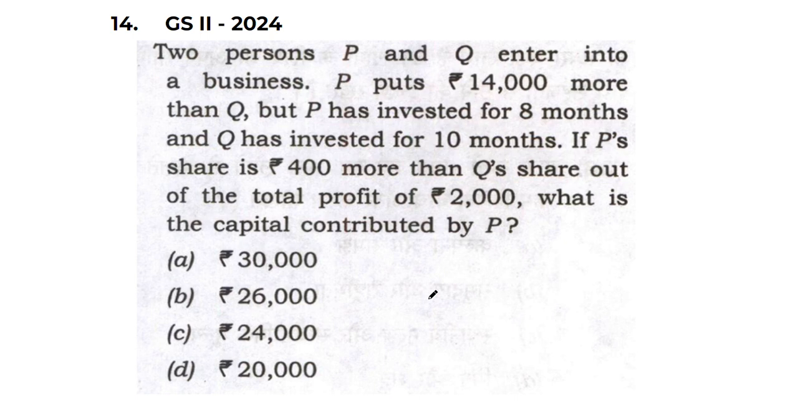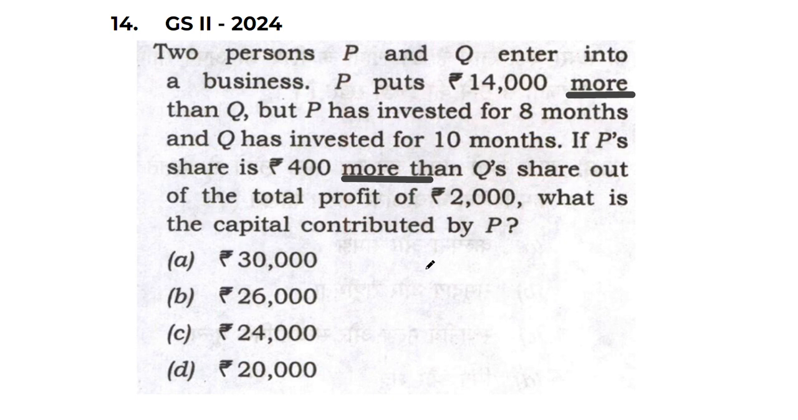14th one. Two persons P and Q entered into a business. P puts 14,000 more than Q, but P invested for 8 months and Q has invested for 10 months. If P's share is 400 more than Q's share out of the total profit 2000, what is the capital contributed by P?